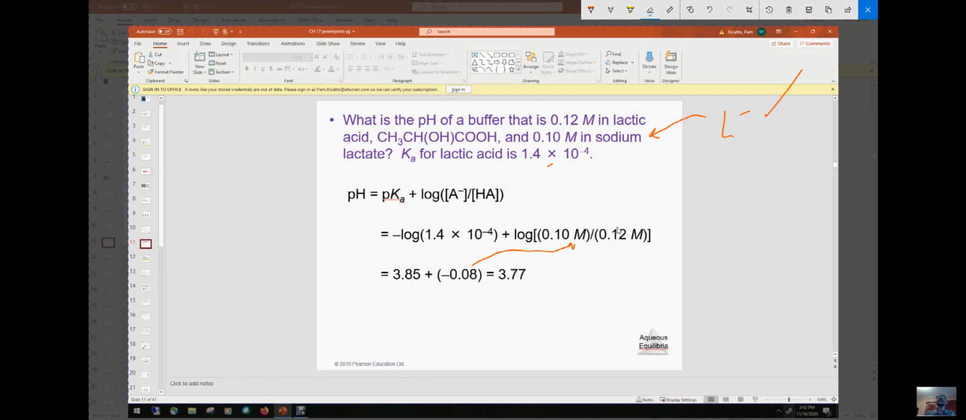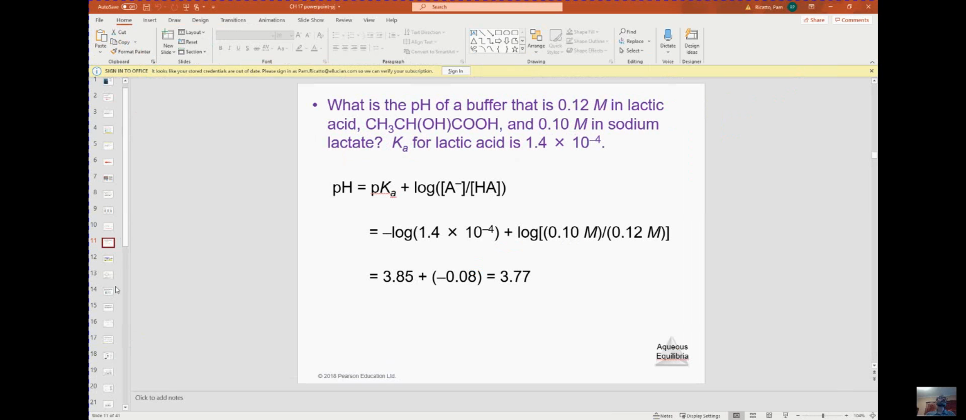If these two guys were tied, what's the log of 0.1 over 0.1? Well, 0.1 over 0.1 equals 1, and the log of 1 is 0. And that's when pH is equal to the pKa, when the concentration of A minus is equal to the concentration of HA. This whole term will drop to 0. Okay, right? Good. So in our case, we're going to be a little bit lower because we have a little bit more acid than we have base. Good.